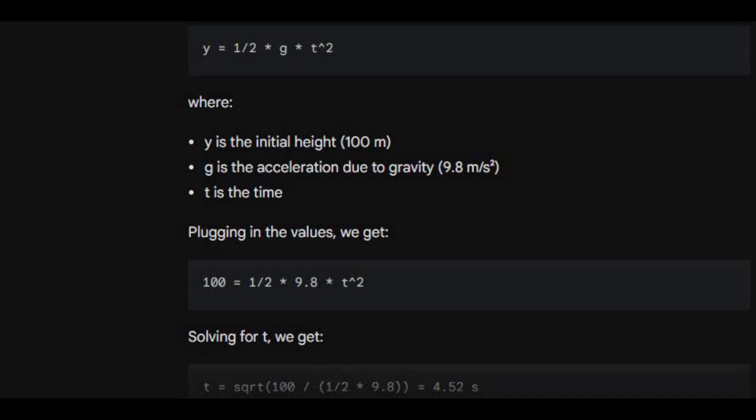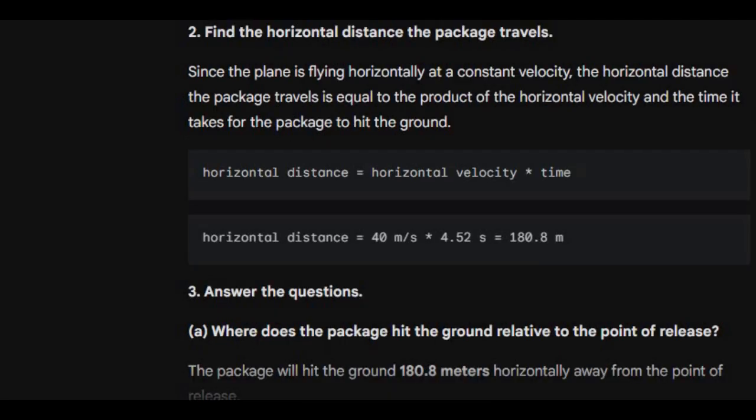G is the acceleration due to gravity, 9.8 meters per second squared. T is the time. Plugging in the values, we get 100 = 1/2 × 9.8 × t². Solving for t, we get t = sqrt(100 / (1/2 × 9.8)) = 4.52 s.